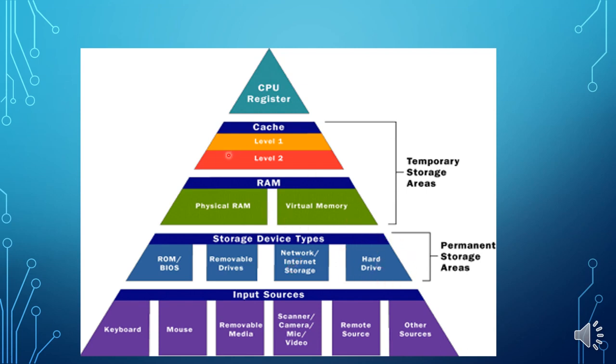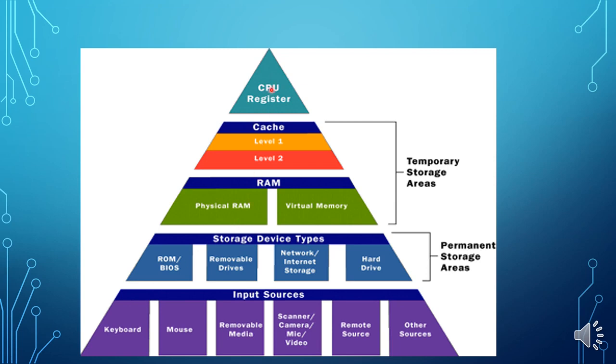Now coming a little higher, we can see physical RAM is available and virtual memory is available. Then a little higher, cache, and then CPU registers. This pyramid shows that the very high speed will be of the CPU register, then slower will be the speed of cache memory, again slower will be the speed of RAM, again slower will be the speed of this kind of memory, and these have very low speed.